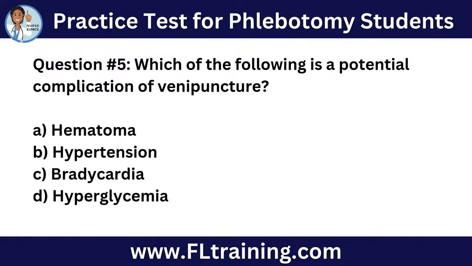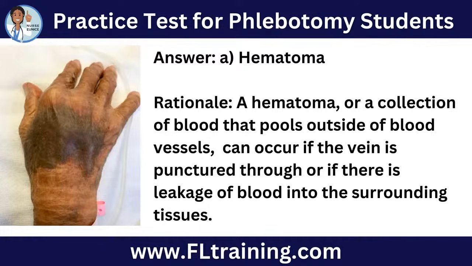Question number 5. Which of the following is a potential complication of venipuncture? Is it hematoma, hypertension, bradycardia, or hyperglycemia? When you're inserting a needle into someone's arm, what could possibly happen? And we'll reveal the answer in 3, 2, and yes, I see the correct answers coming through.